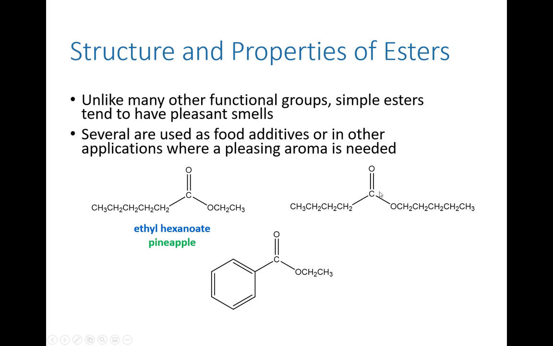And this also has 5 carbons on this side. So that would have been pentanoic acid, which becomes pentanoate. So this is pentyl pentanoate, and it has an apple smell. And then finally down here we have ethyl, and this is derived from benzoic acid, so that would be benzoate. So ethyl benzoate, which has a wintergreen smell.